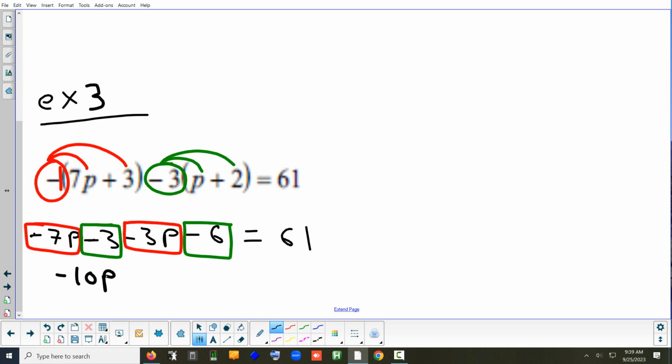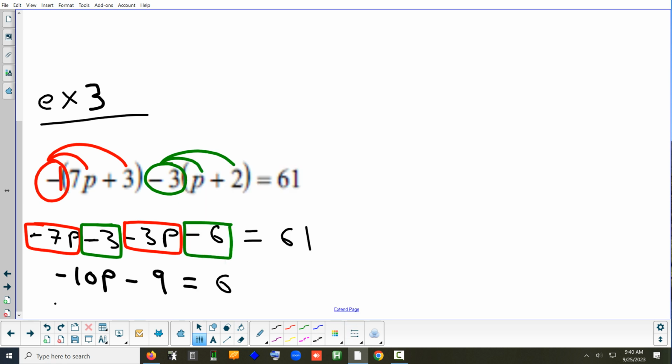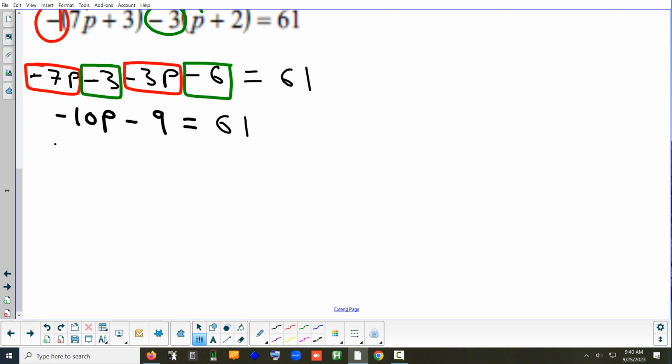How about negative 3 combined with a negative 6? It's like negative 3 plus negative 6. That's a negative 9. And what's still on the right-hand side that we didn't do anything with? We still have the 61. But now, you've taken it from something that looked pretty complicated on the left side, and now it's a lot simpler. So now you've got two steps left. See if you can finish up that equation.